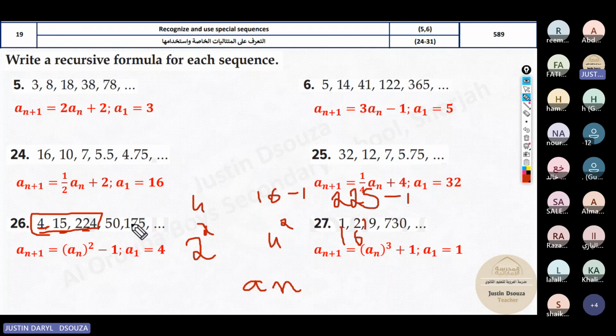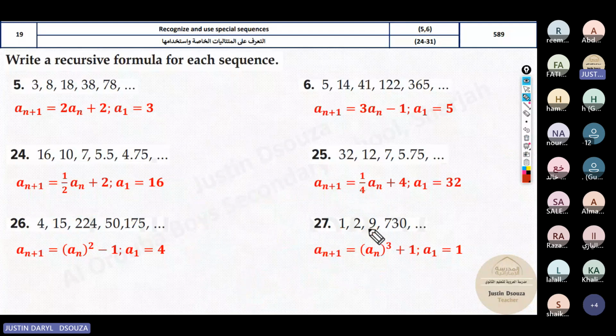Now, if you start thinking about this as 225 square, that's how we get it. So an is the whole square minus 1. That would be the answer. Similarly, over here, the other ones, you need to figure out the patterns. Now, this is again not easy.